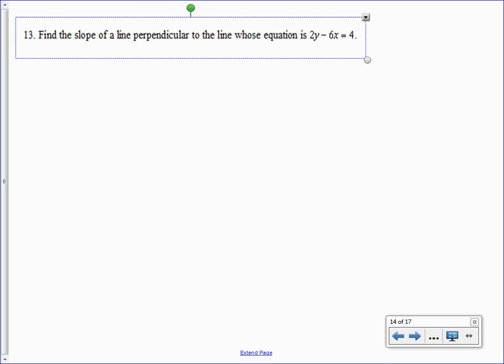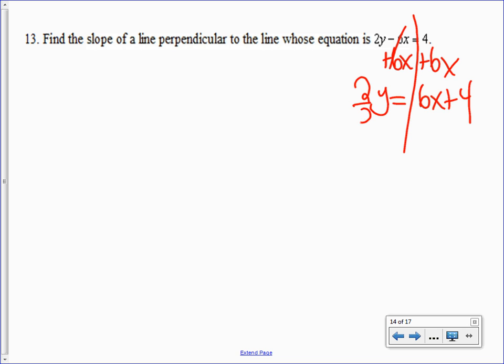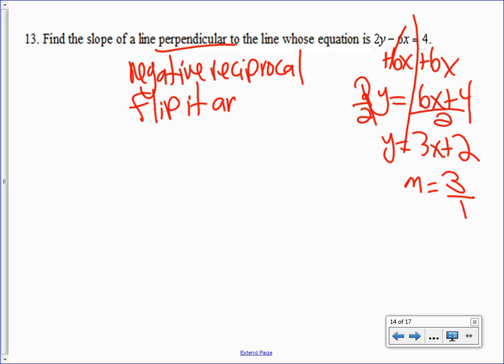13. Find the slope of a line perpendicular to this line. Again, it's all about the slope for parallel and perpendicular. And to get the slope, I need to get y by itself. When I do that, I get y equals 3x plus 2. So the slope of this line is 3, or 3 over 1. If I want it to be perpendicular, it's got to be the negative reciprocal, which means to flip it and negate it.